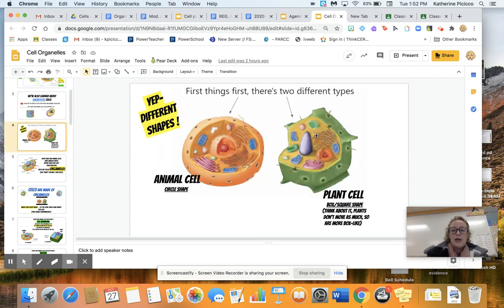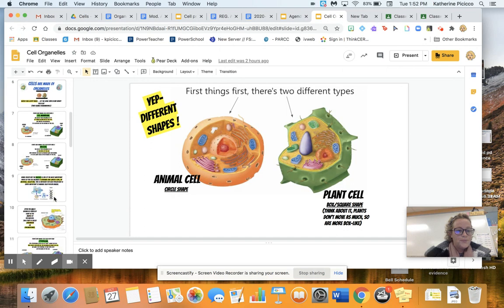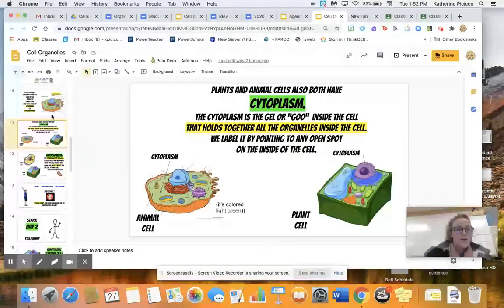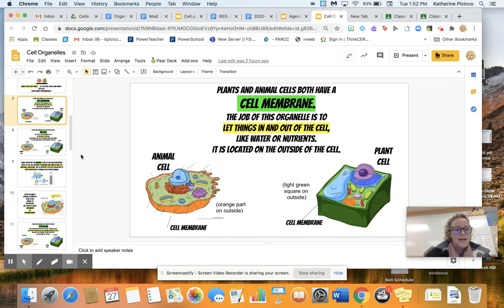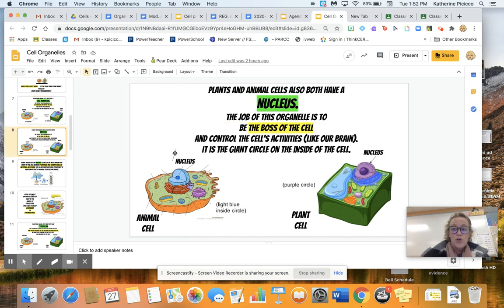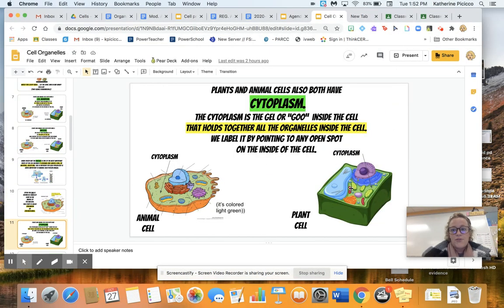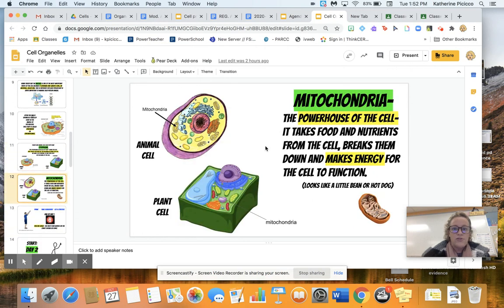And we talked about yesterday how the plant cell is kind of box-like, right, and square. The animal cell is kind of squishy and circular. And then we also talked about the cell membrane, how it protects the outside of the cell, right? And lets things in and out. We talked about the nucleus, which is the boss. And then we talked about how there's cytoplasm, that goo that's just holding everything together. And then we also talked about the mighty mitochondria, the one that takes our food and makes it into energy.